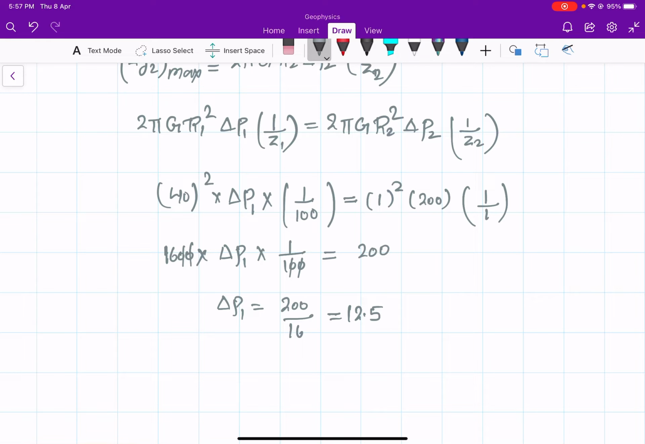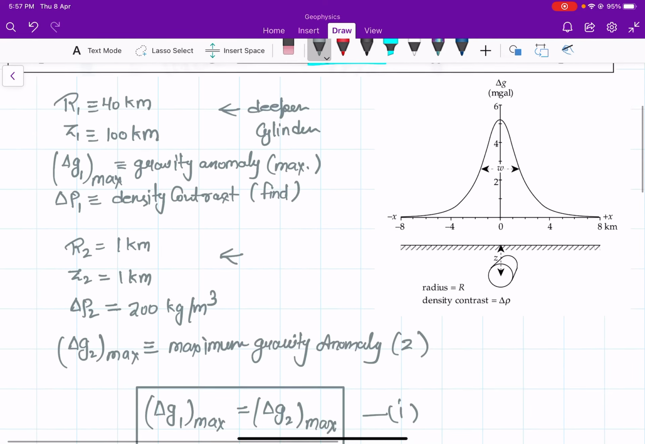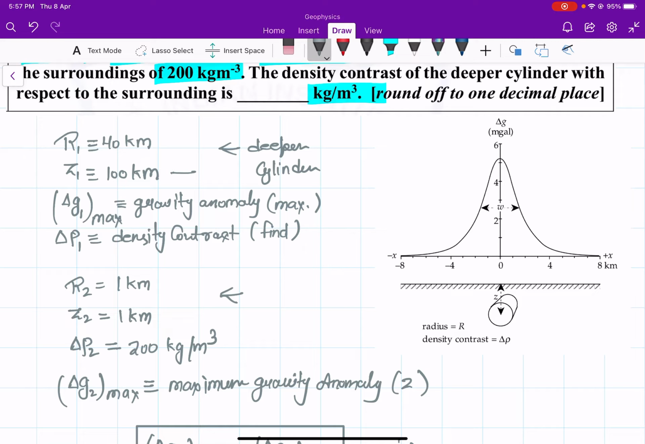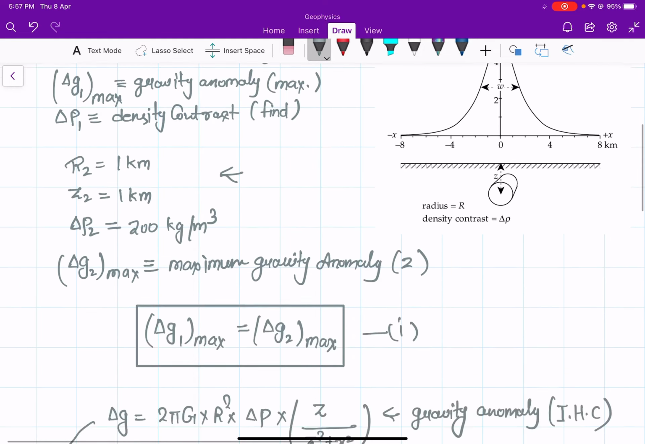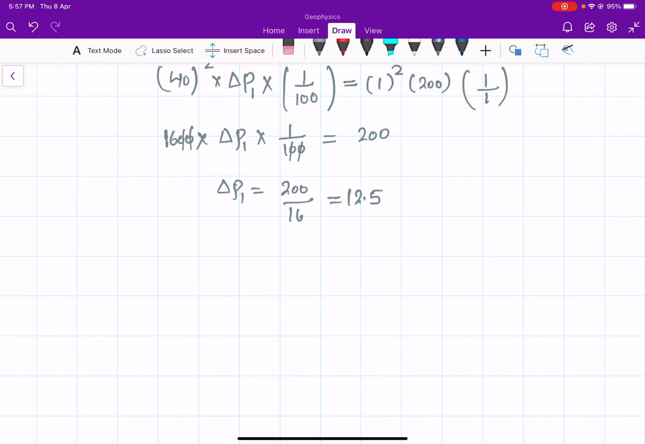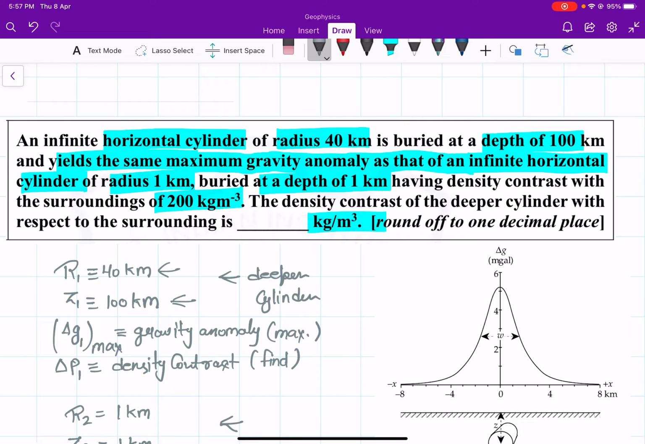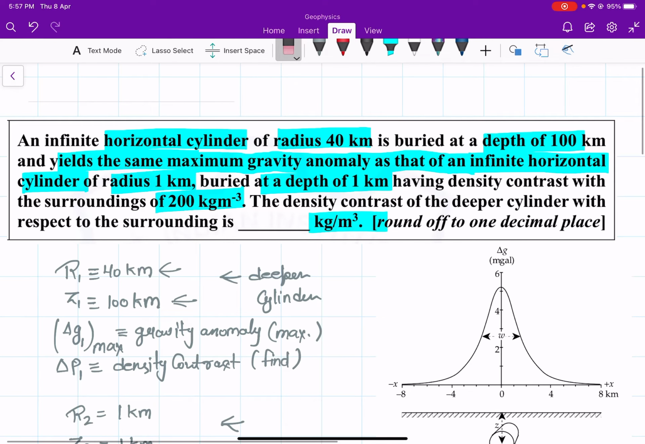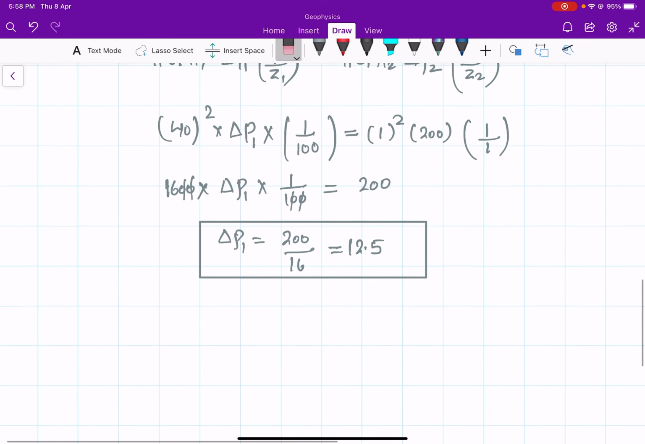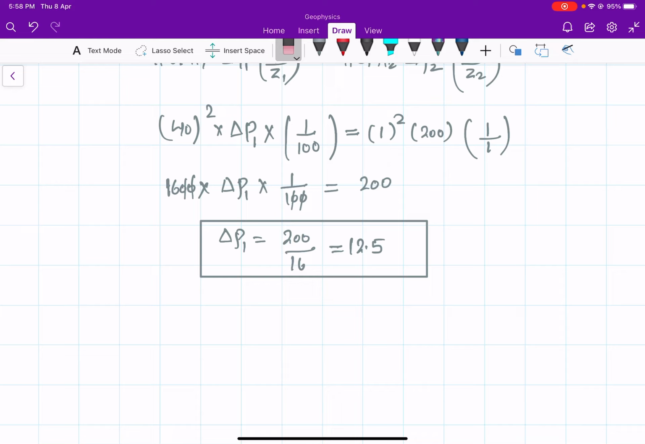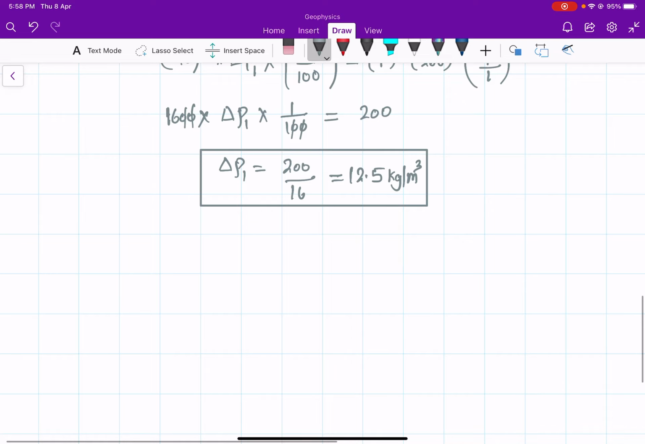So the first cylinder, at a depth of 100 kilometer and with radius 40 kilometer, yields the gravity anomaly del g1 max where the density contrast del rho 1 equals 12.5, and the unit is the same as the density contrast of the second cylinder, kilogram per meter cube.